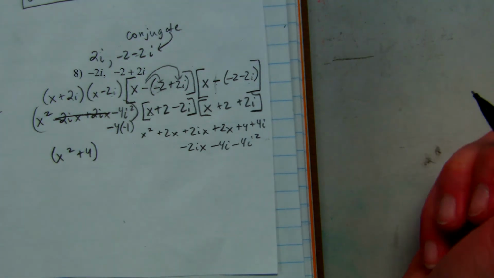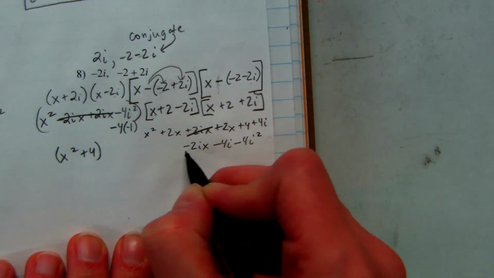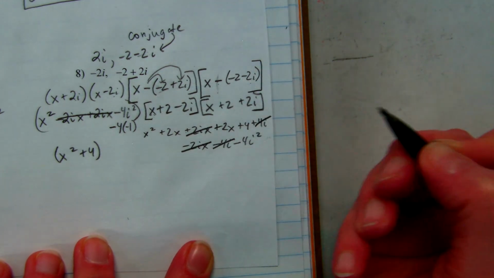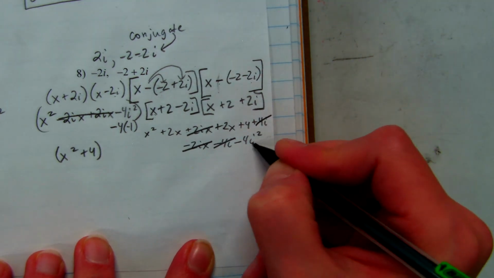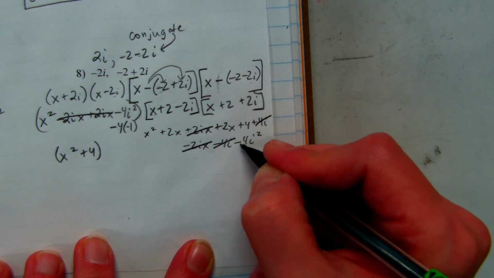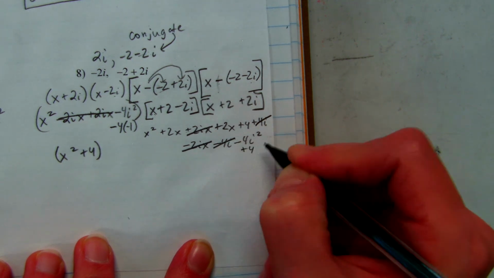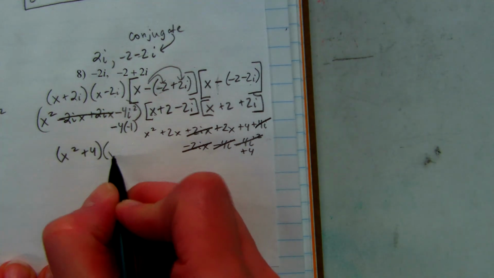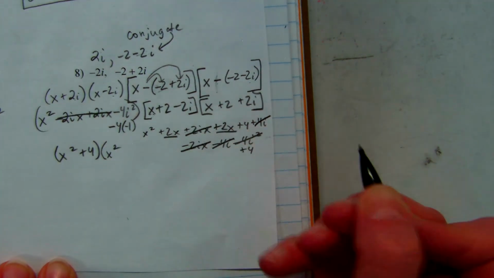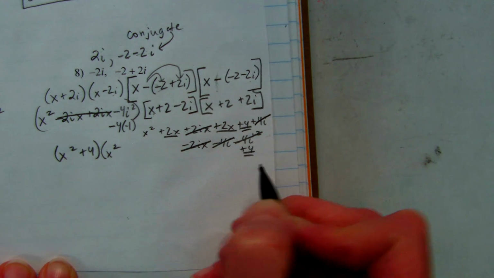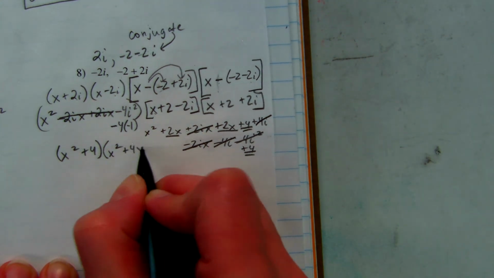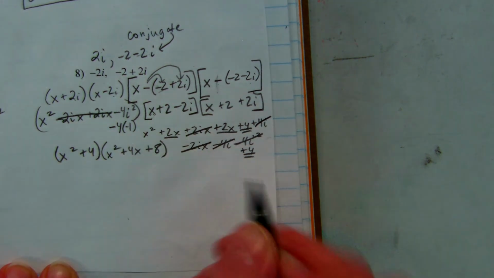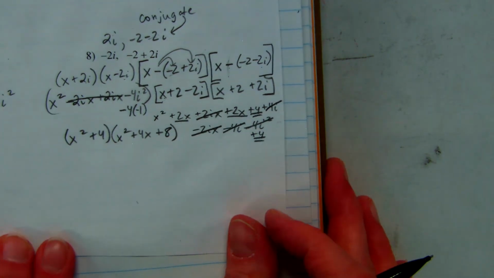So there's a bunch of stuff here that's going to cancel. 2ix and negative 2ix go away. Negative 4i and 4i go away. I squared is negative 1, so this part on the end is going to become plus 4. So I'm going to change that to plus 4 and cancel this out. And then you just collect all of the like terms. So we'll have x squared. I have 2x and 2x that go together. 4 and 4 that go together. So you have x squared plus 4x plus 8. And then you have to multiply that out, and you'll be closer to done.